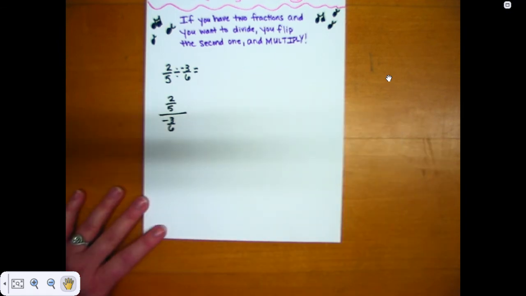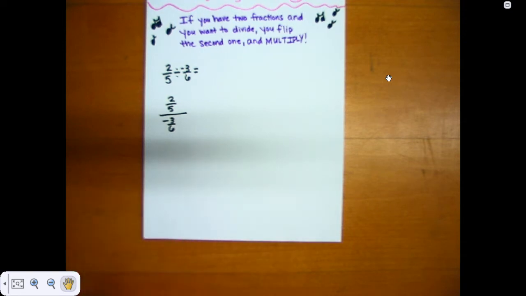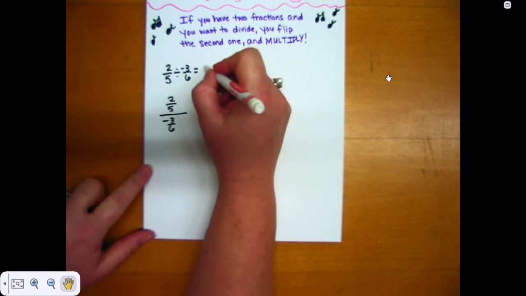So if I have two fractions and I want to divide, I flip the second one and multiply. So when I flip it, this is what I'm actually going to do, and I'm going to draw a little arrow.